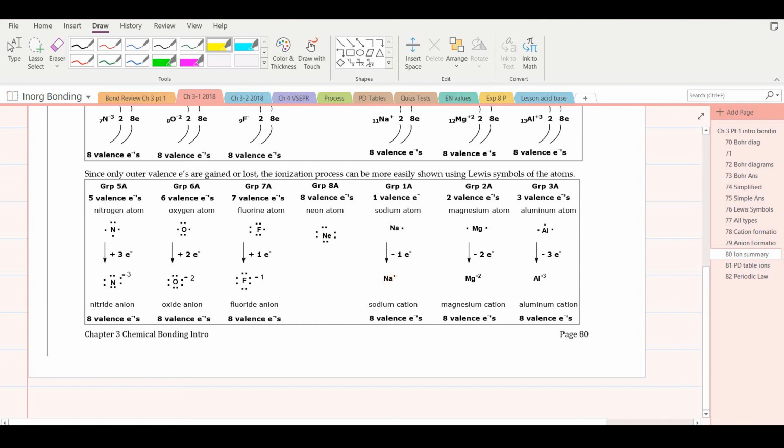So magnesium, with 2 dots in the valence shell, loses those 2. It is now isoelectronic with neon. Now again, they don't look isoelectronic, but in fact they are. Magnesium plus 2 ion will have 8 electrons in the second shell, just like neon does. And aluminum with 3 dots loses those 3 dots, and we just draw aluminum plus 3.